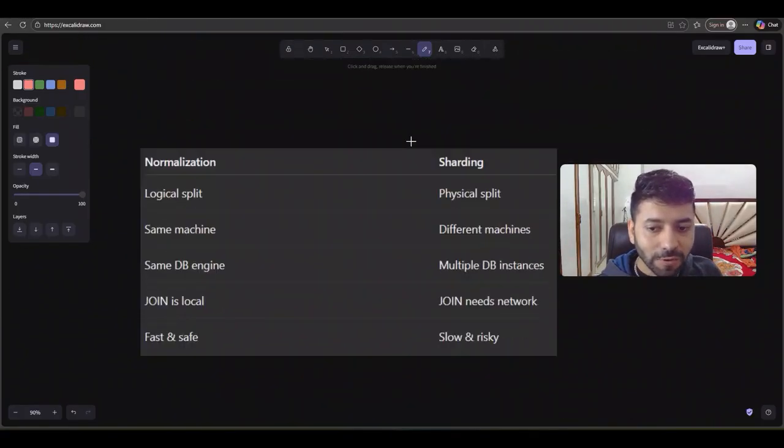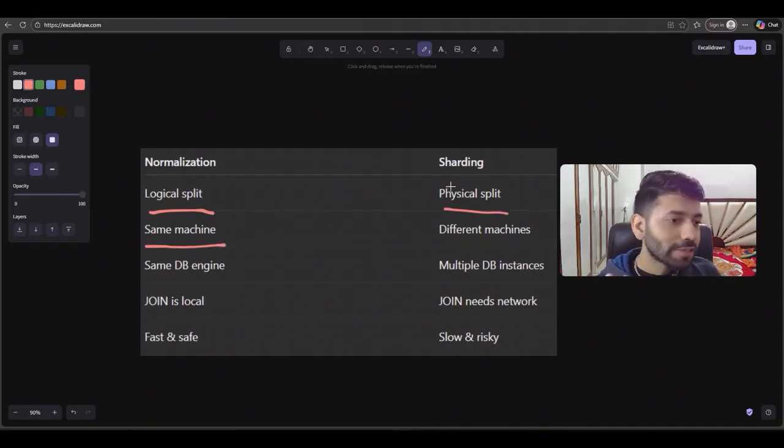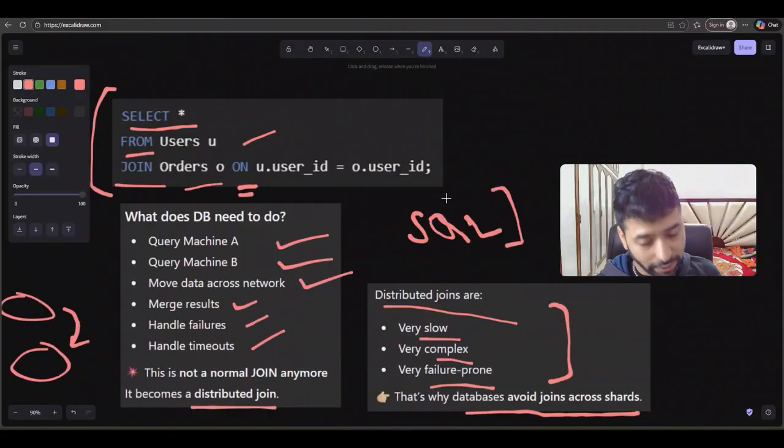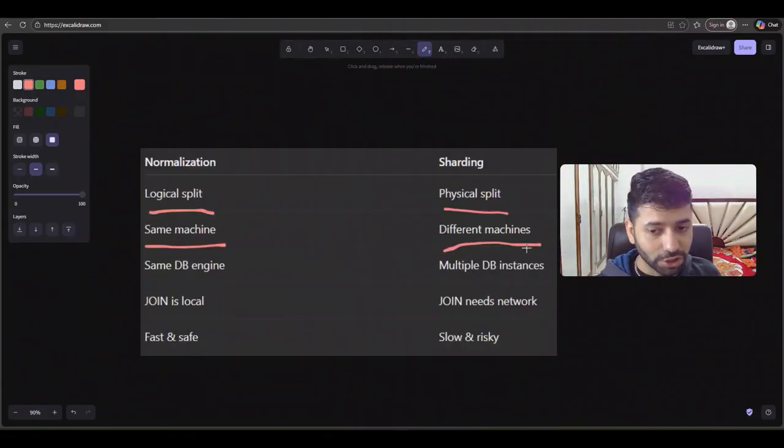So in summary, as we were talking about normalization and sharding, normalization is logical split, whereas sharding is physical split of data. What does that mean? In normalization, you have the tables on the same machine, whereas when we talk about sharding, we have data on different machines. Like we saw the case here, right? The users table, some of the data is present in machine A and some of the data is present in machine B. Similar can be for the orders table as well, right?